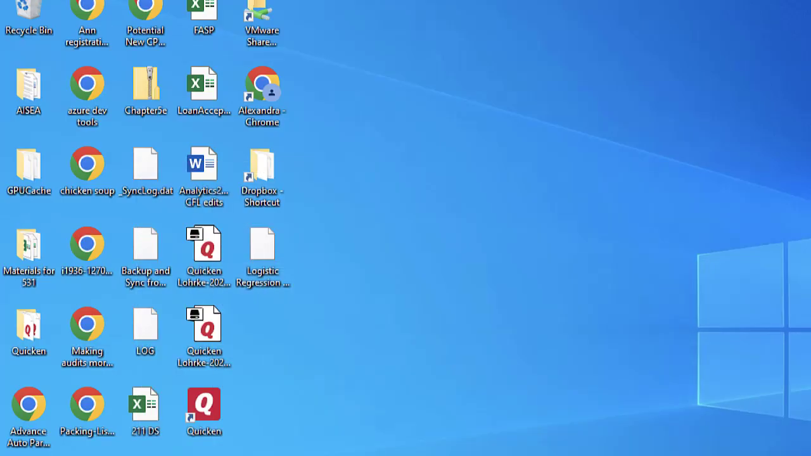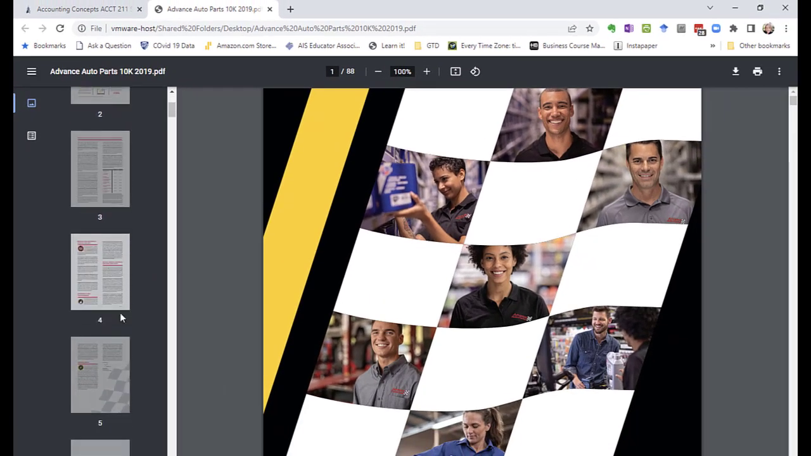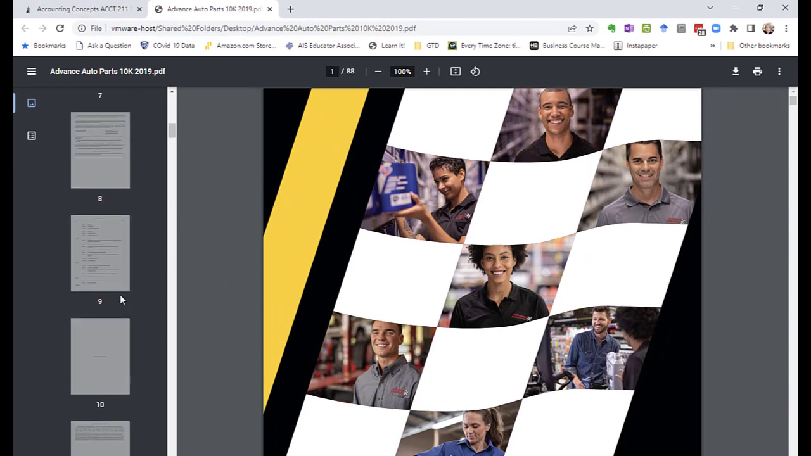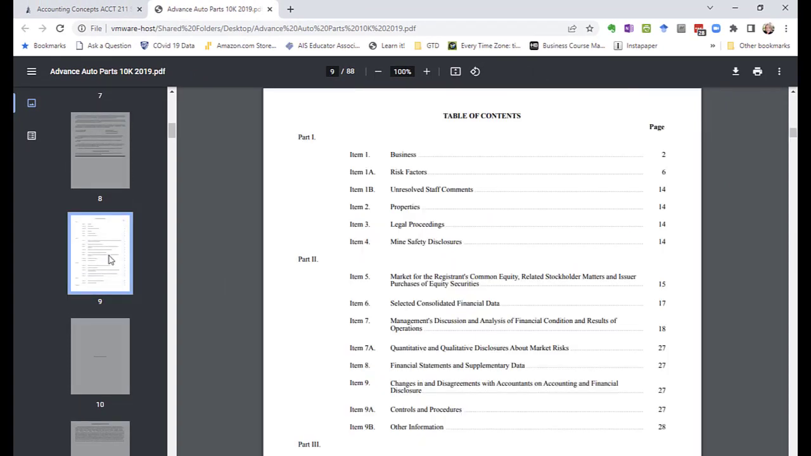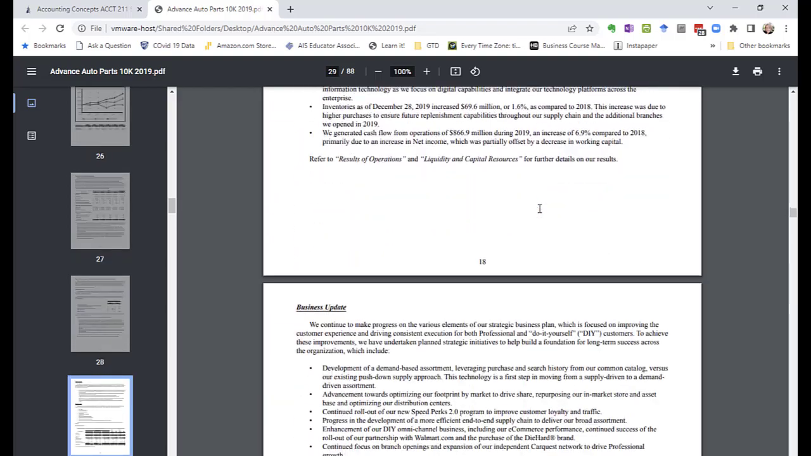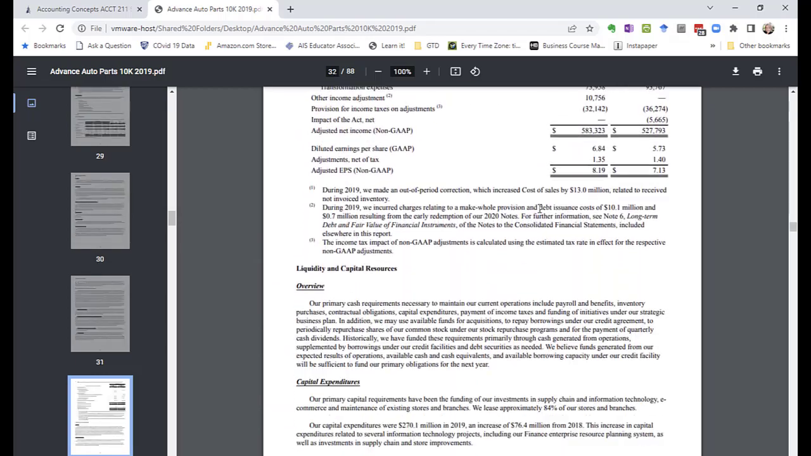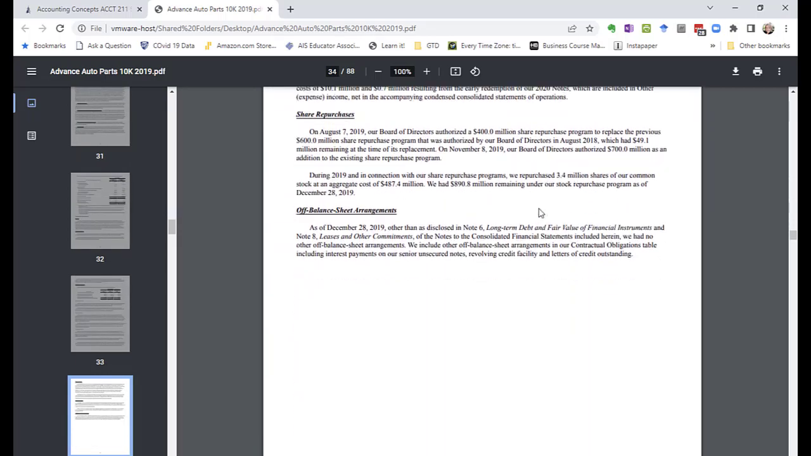I'm going to minimize these. I'm going to go to my statements. That's my 2020, my 2019. Okay. So here's my 2019. So I've got to find my balance sheet. Around page 27. Probably be a little bit after that. Looks like it. Because remember, they're giving you page numbers, not PDF page numbers. I'm going to keep going.